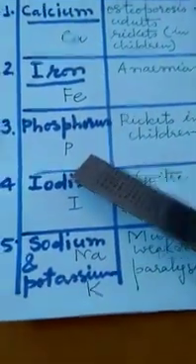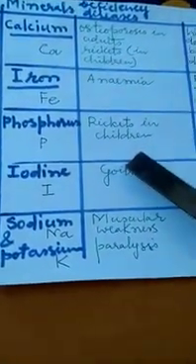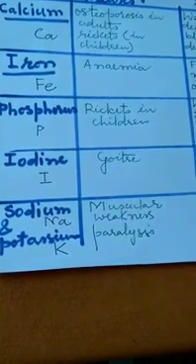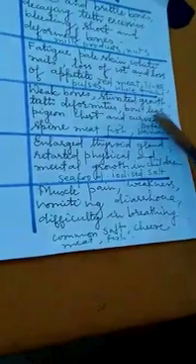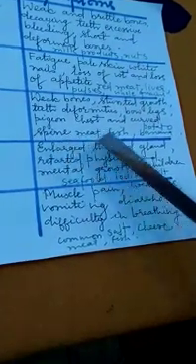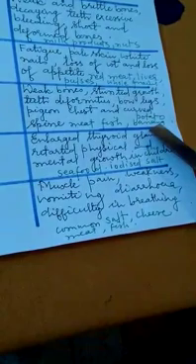So, now the next mineral is phosphorus, and its deficiency causes rickets in children. And the symptoms of rickets are weak bones, stunted growth, teeth deformities, bow legs, pigeon chest, and curved spine. And the supplement diet is meat, fish, potato, and banana.